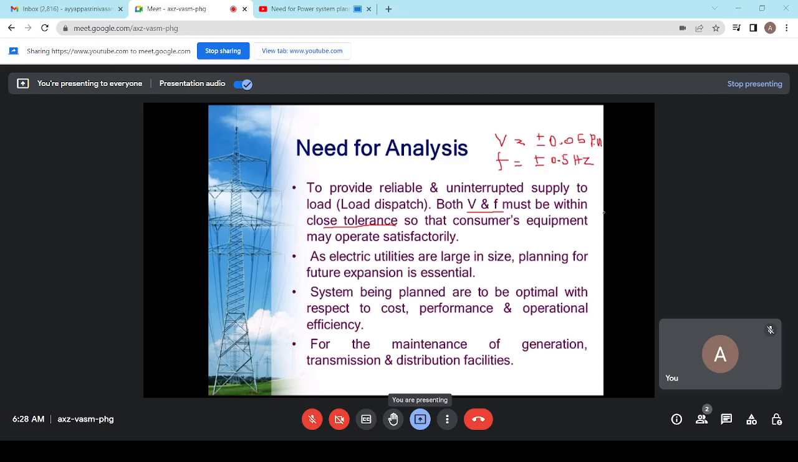The voltage is calculated in terms of per unit. The tolerance value is plus or minus 0.05 per unit, and the frequency plus or minus 0.5 hertz. Means in India we are using 50 hertz, so 49.5 to 50.5 is allowed. That is the border, and 49.5 is also very low. We have to maintain with close tolerance. Nowadays if you see in the SLDC, they are maintaining 49.95, 49.93, 49.94. Like that, very close values they are maintaining. Thereby we are getting quality power.